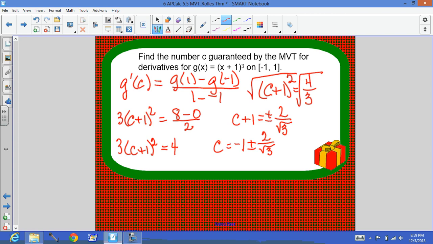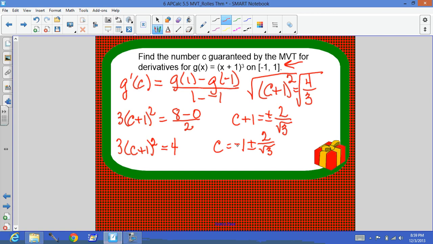And I've got 2 answers right here, but I don't know whether I have 2 actual points where this happens or not, because I have this really important interval right here, and I've got to make sure that my answers land in that interval. I don't know what 2 over square root of 3 is. I know square root of 3 is about 1.7, so 2 divided by 1.7, it's going to give me just a little bit over 1 here.